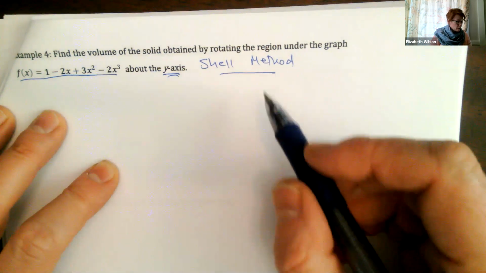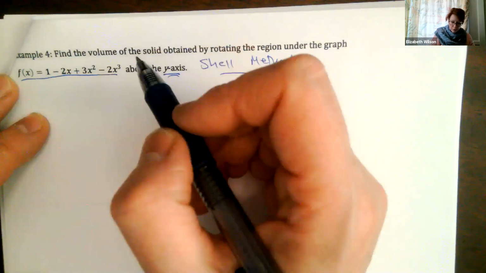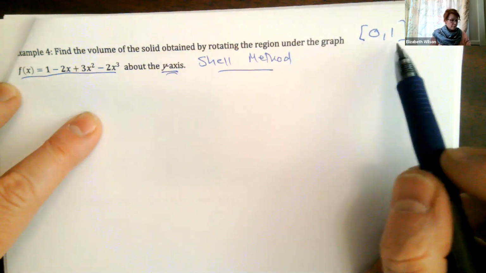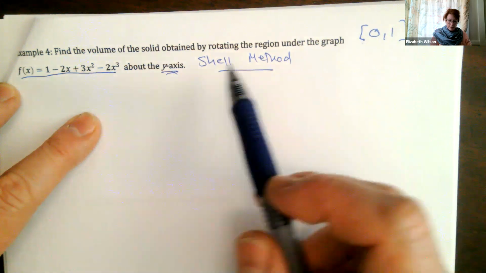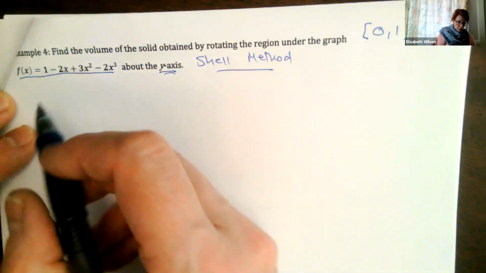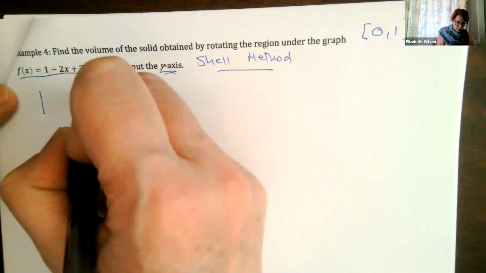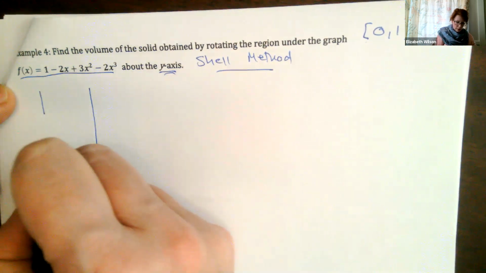And I forgot to tell you the bounds of integration on this. This one goes from 0 to 1. That was a typo on my part. So we're going to go about the y-axis from 0 to 1, and we're going to take this function here. I like to graph things out. Whoops, I didn't give myself enough room. So I graph these things out.